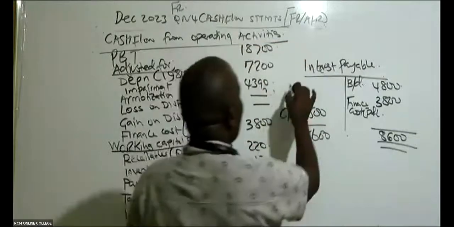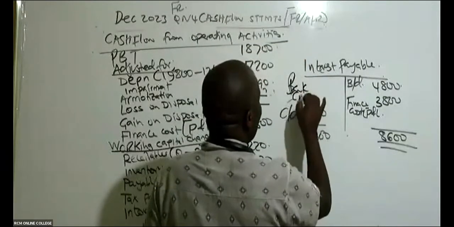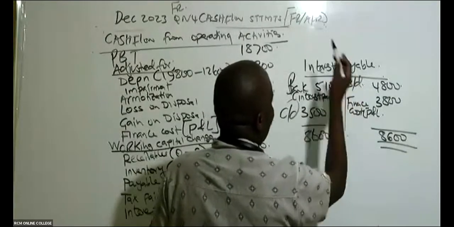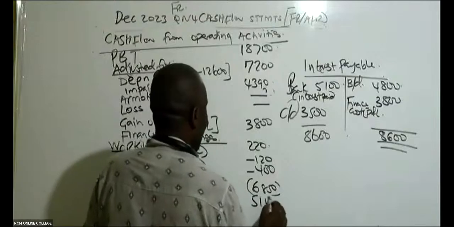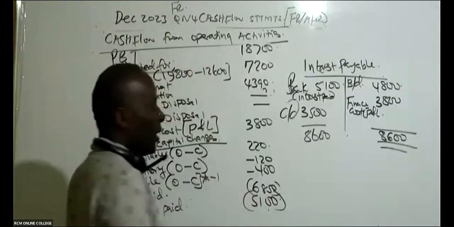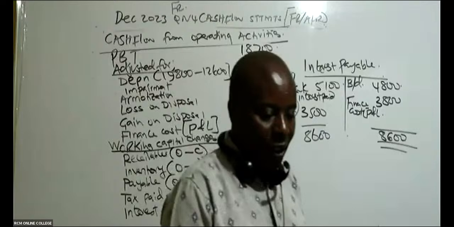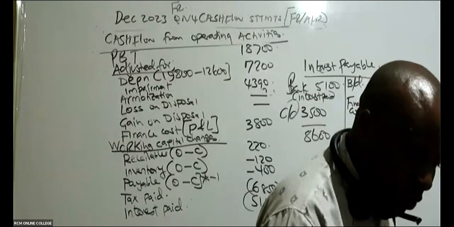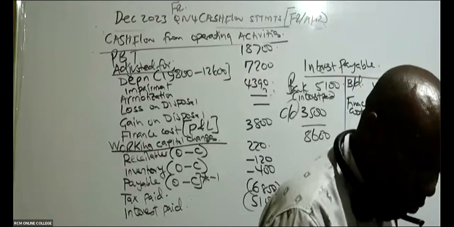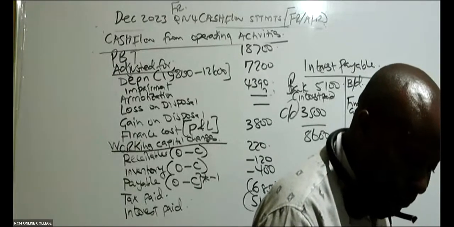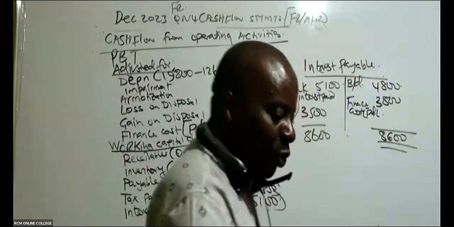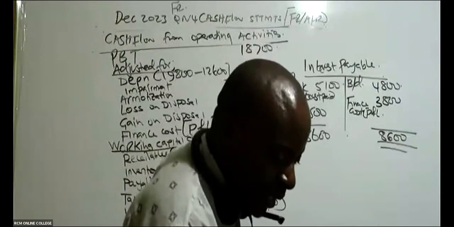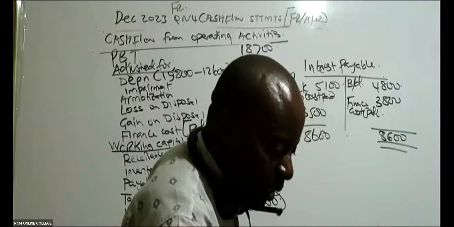So in this case here, bank with interest paid. Somebody is telling me it's 5,100. So interest paid is 5,100, like that. I'm being told here, interest paid is 5,100. All right. So do we have everything really there? Yeah. I think so.